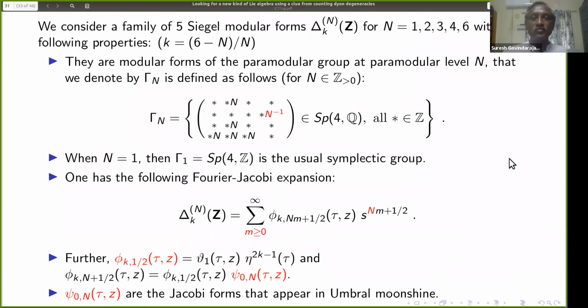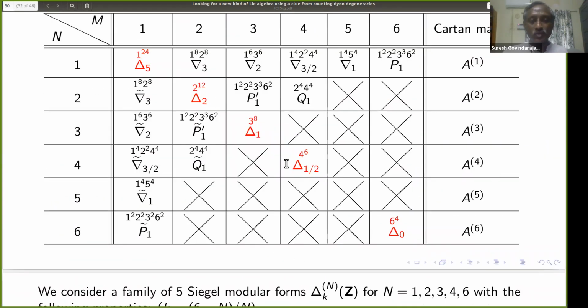We consider a family of these 5 Siegel modular forms. 1, 2, 3, 4, 5. You can ask why? Because in some sense, these are the simplest. We could have gone this way. These are uglier and much harder to handle. So these are simpler. The target here is to understand delta 0, but we want to do it in a uniform way. So we've been looking at all these guys.